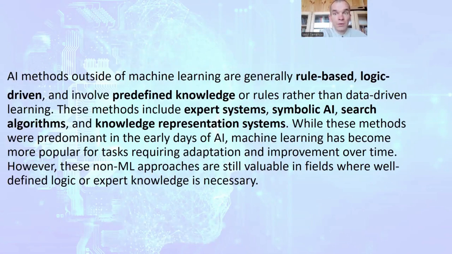So, machine learning is a subset of artificial intelligence. But what are the artificial intelligence methods which are not included in the category of machine learning? Artificial intelligence methods outside of machine learning are generally rule-based, logic-driven, and involve predefined knowledge or rules rather than data-driven learning. These methods include expert systems, which were popular, for example, in the 80s and 90s, symbolic artificial intelligence, search algorithms, and knowledge representation systems. While these methods were predominant in the early days of artificial intelligence, machine learning has become more popular now for tasks requiring adaptation and improvement over time. However, these non-machine learning approaches are still valuable in fields where well-defined logic or expert knowledge is necessary. So they still have a place in some applications.